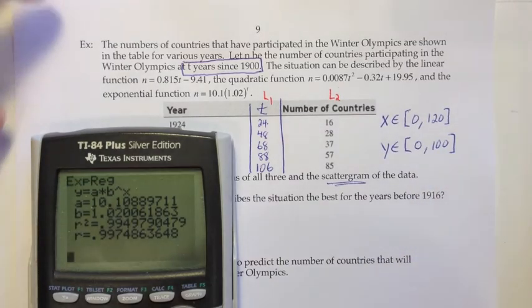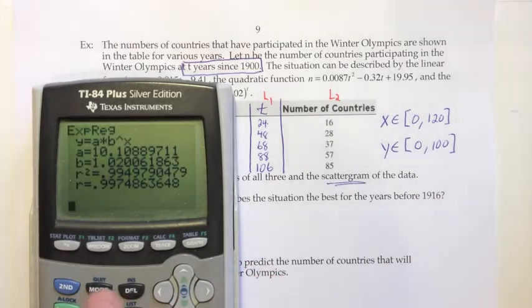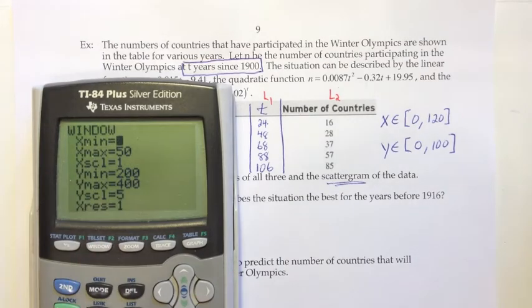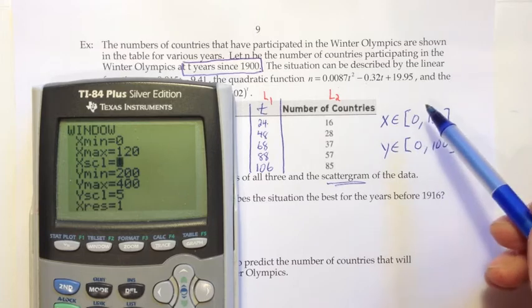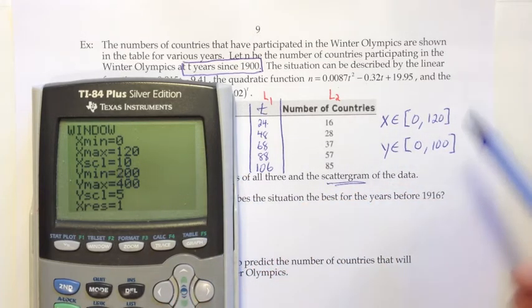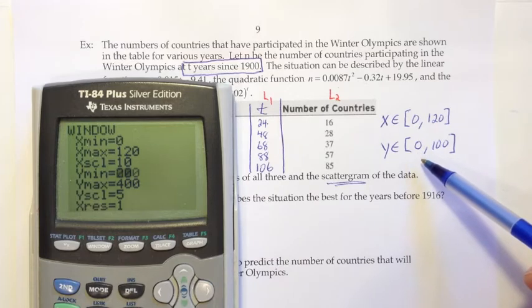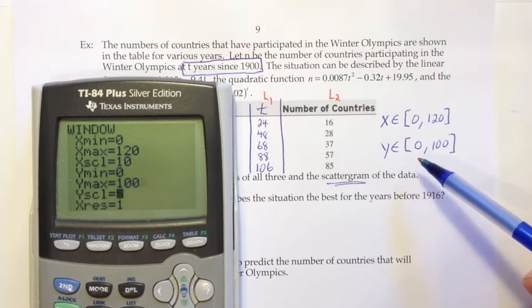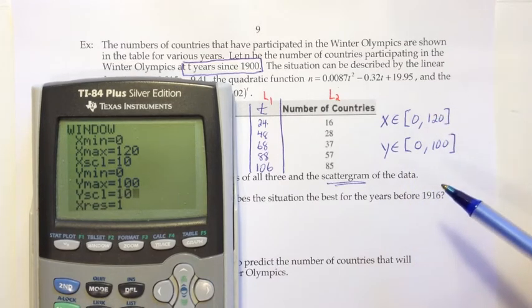So let's go ahead and set that up. I would press the window key, and for my X I'm going to go from 0 to 120. It seems like a decent scale there would be to go in tens. Scale's not that important on the graphing calculator. For the Y values, 0 to 100. We could go in fives, but 10 makes more sense to me, so I'll just go ahead and do that.